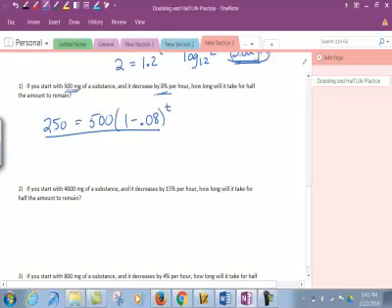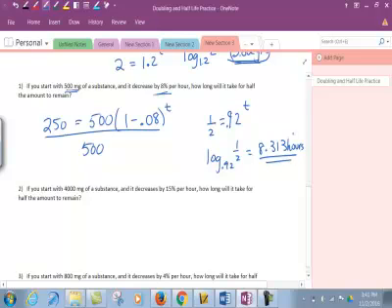All right, so step 1 is to divide out that 500. We're not surprised when we get 1/2 equals 0.92 to the t. We do log base 0.92 of 1/2, right? And we get 8.313 hours. Okay, so what exactly did we find? What we found was that it would take 8.313 hours for the 500 milligrams to be cut in half if the hourly rate was 8%.